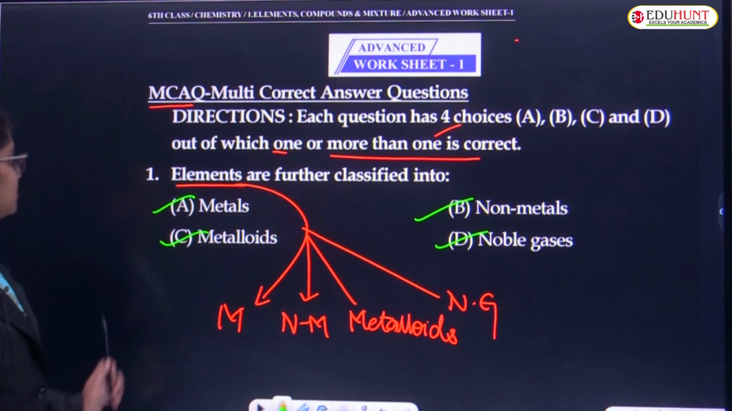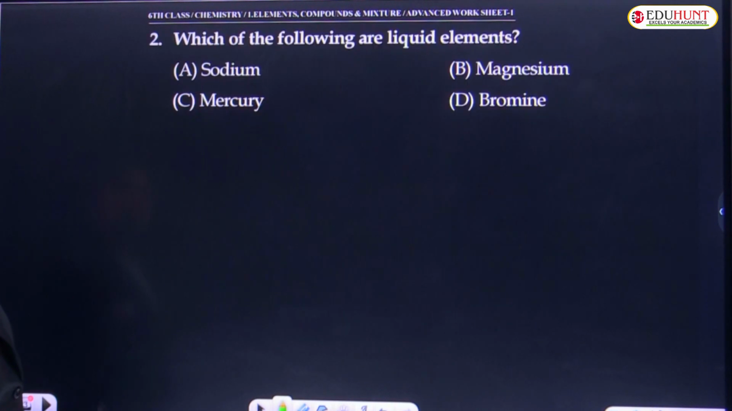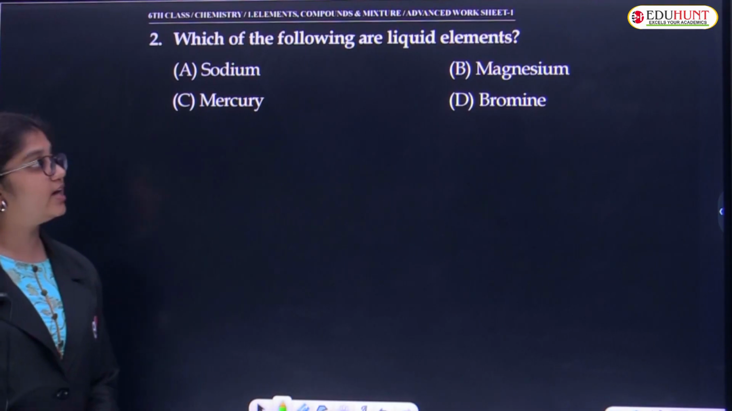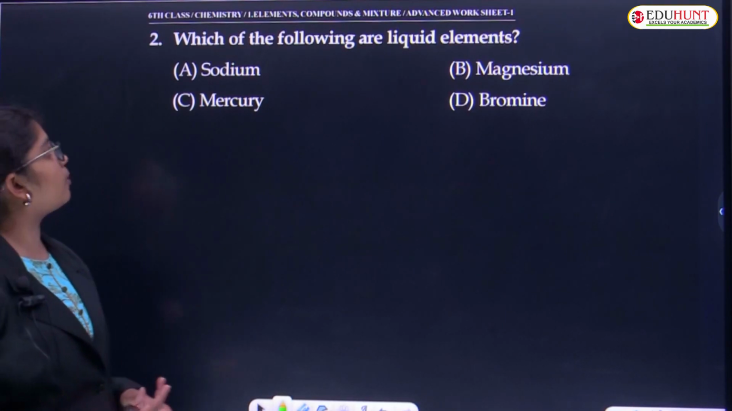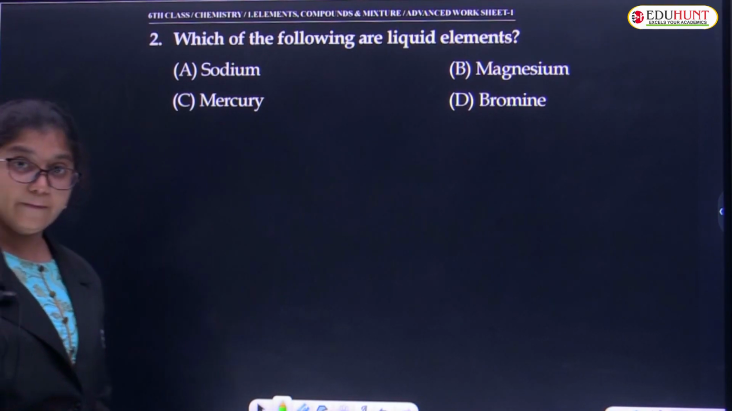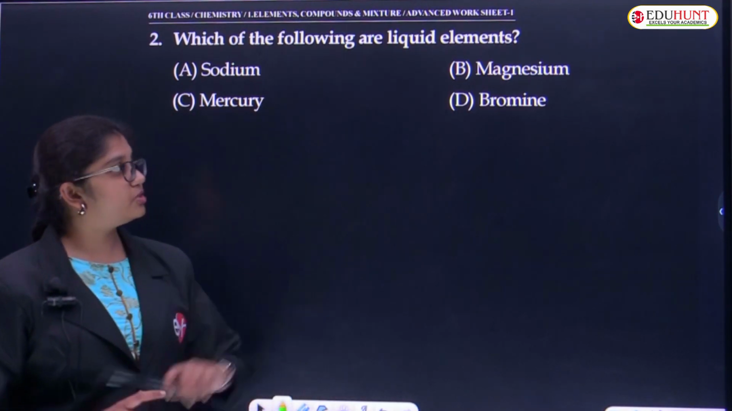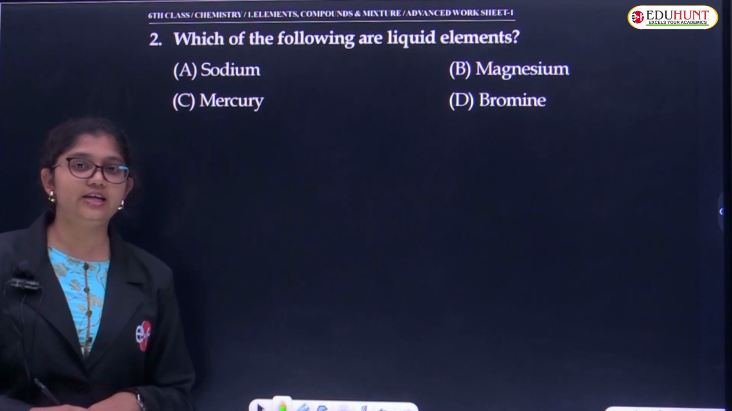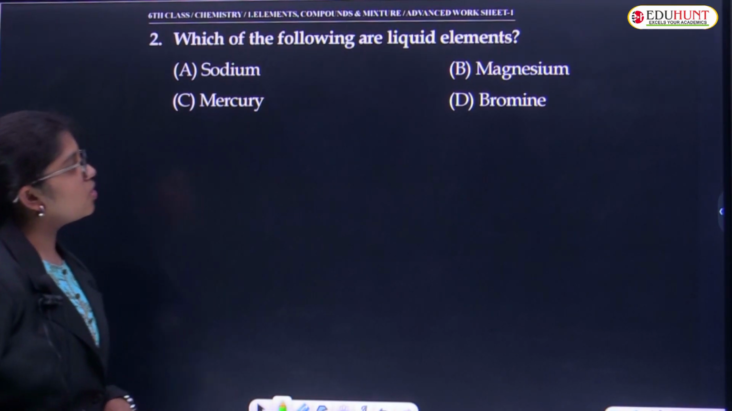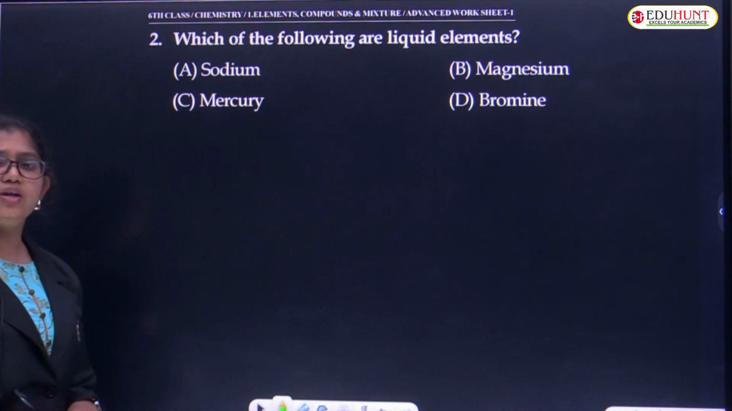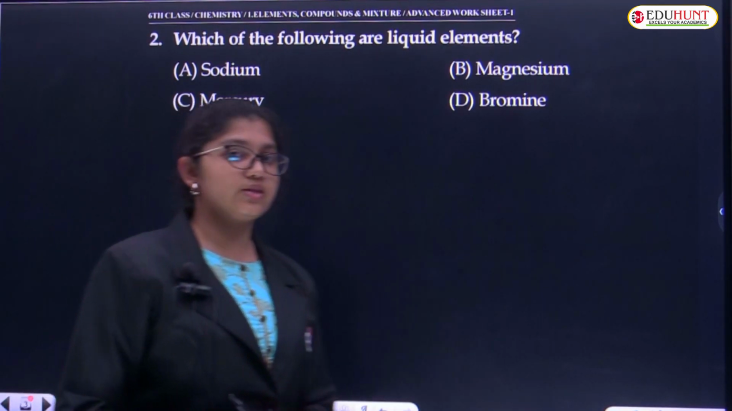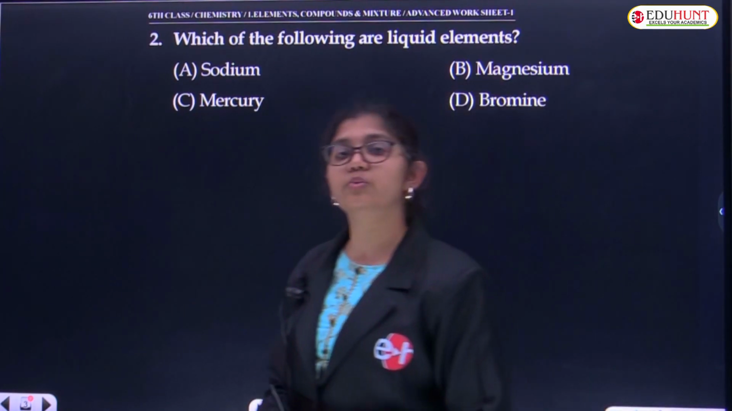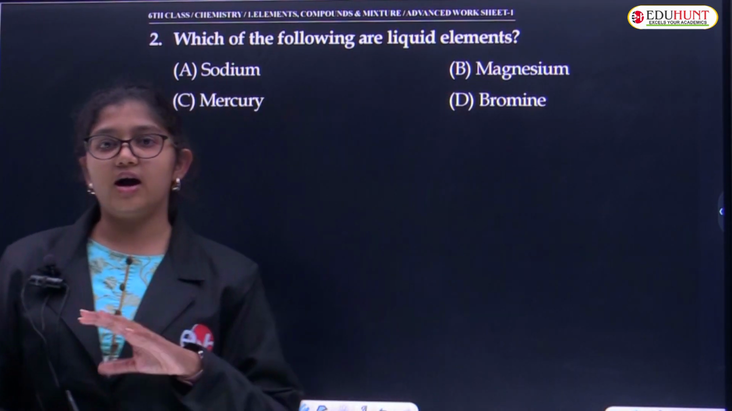So next, second question. Which of the following are liquid elements? Which of the following are liquid elements? Okay, here go the options. First one is sodium. Second one, option B, magnesium. Option C, mercury and option D, bromine. Okay, so we know elements, only few of them are in liquid state. Okay, hardly, on our fingertips we can count how many liquids there are in the elementary form, okay?